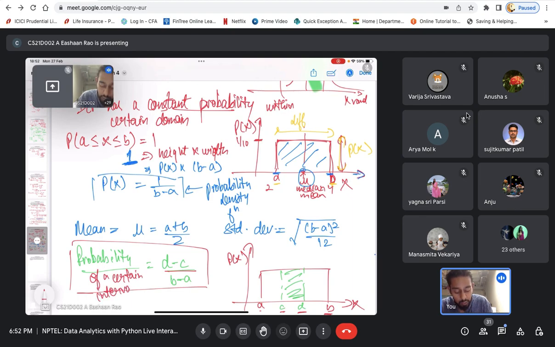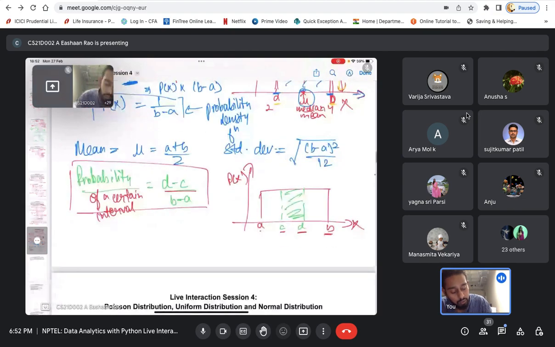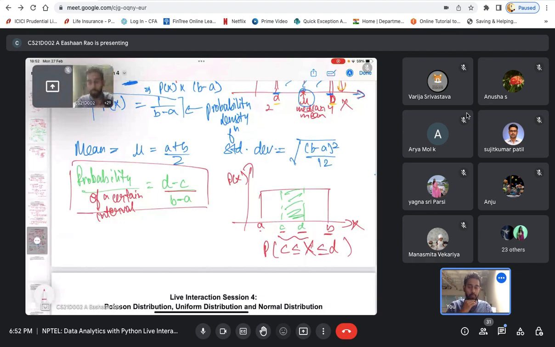We will usually write it as, if I have to define the probability function like this, I have to say the random variable x lies between c and d. If I define it like this, I need to use this formula, d minus c divided by b minus a. But a more easier method also we will see while solving the question.